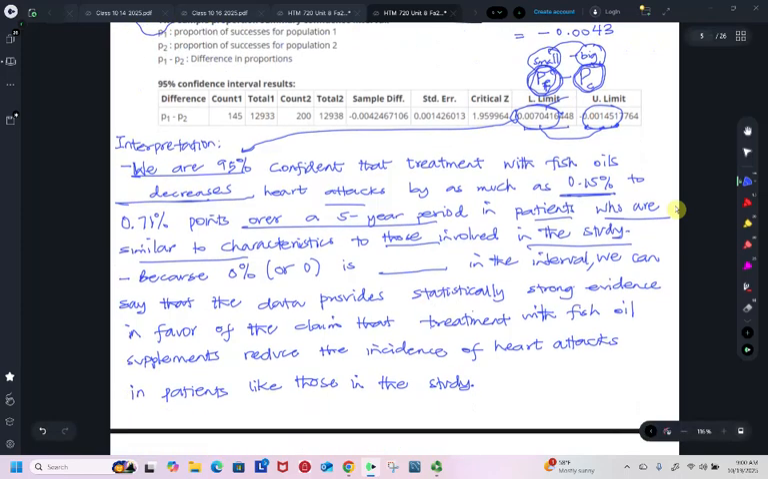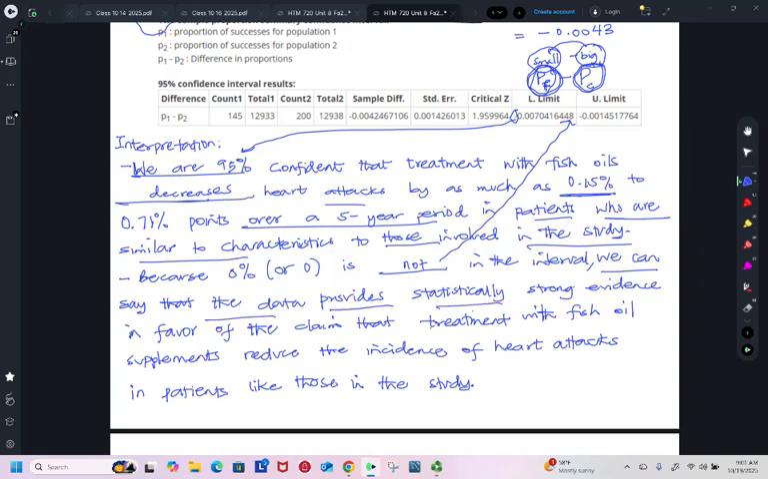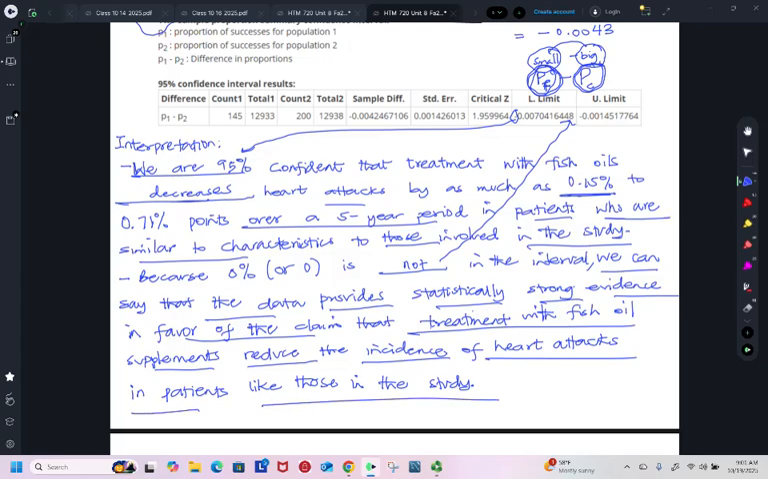Now, because 0% this time is not in the interval, it is very obvious then that the difference in proportion of heart attacks between the two groups cannot be zero. That means that the effect of treatment with fish oils is far off from nothing, far off from zero. So we can say that the data provides statistically strong evidence in favor of the claim that treatment with fish oil supplements reduces the incidence of heart attacks in patients like those in the study.